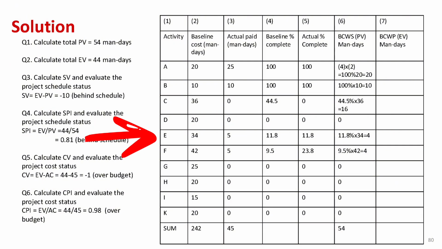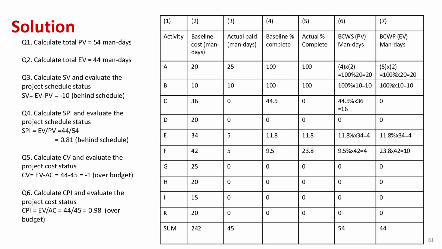For activity E, PV is 11.8% times 34, which gives us 4 man days. For activity F, PV is 9.5% times 42, which gives us 4 man days. For all the other activities, the planned value is 0, since their baseline percent complete is also 0. Adding up all the PVs gives us the total planned value for the project, which is 54 man days.